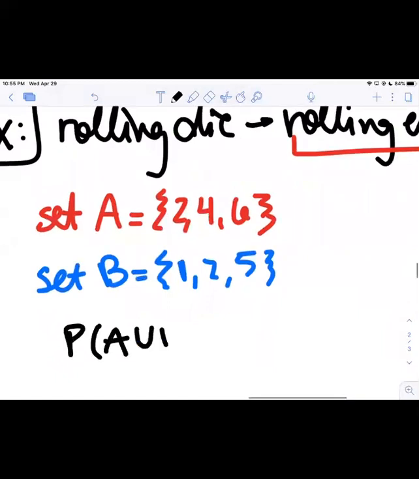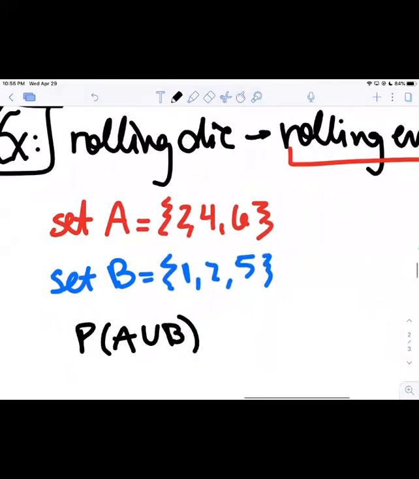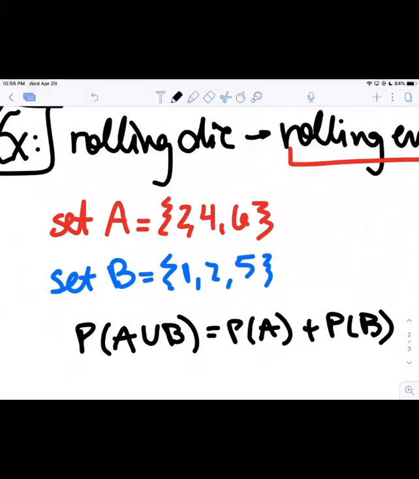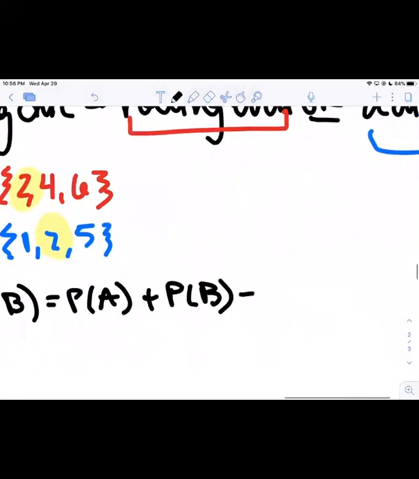Okay, so now we're going to find the probability of A or B. I know I'm going to have to do probability of A plus probability of B. My question is, do I have an overlap? Are these mutually exclusive? The answer is yes, there is an overlap. 2 and 2 overlaps. So I am going to have to minus off A and B where they overlap.